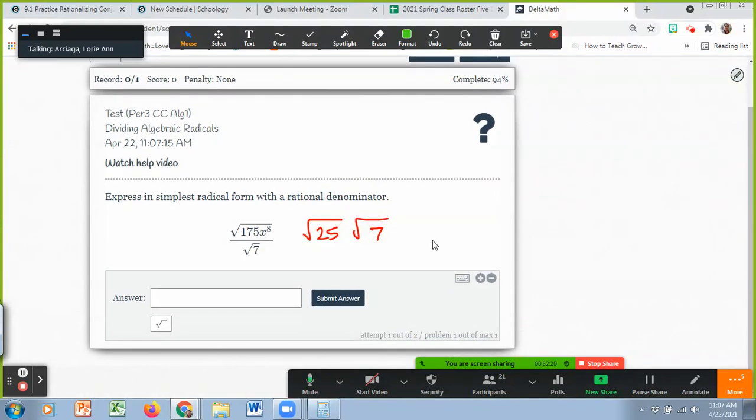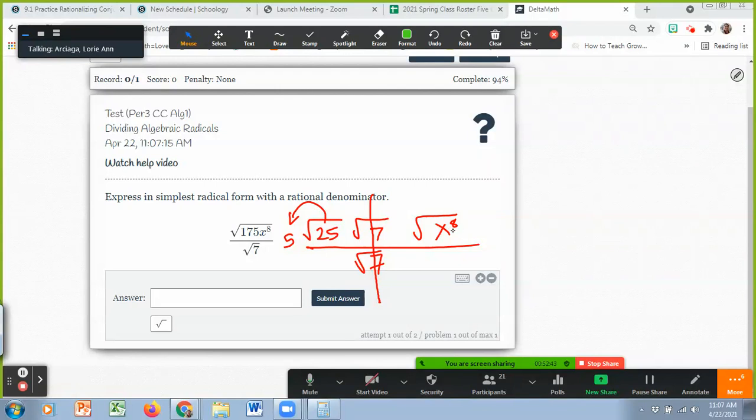Okay. So, the other one is x to the 8, and then radical 7 over here. Now you cancel these guys right here, because they're the same top and bottom. And then the square root of 25, that's going to go outside. That's going to be 5.